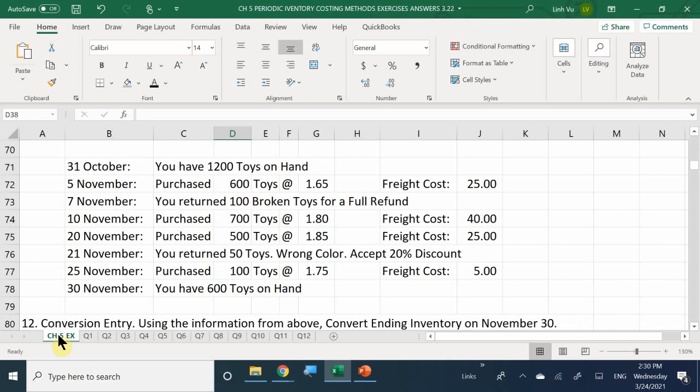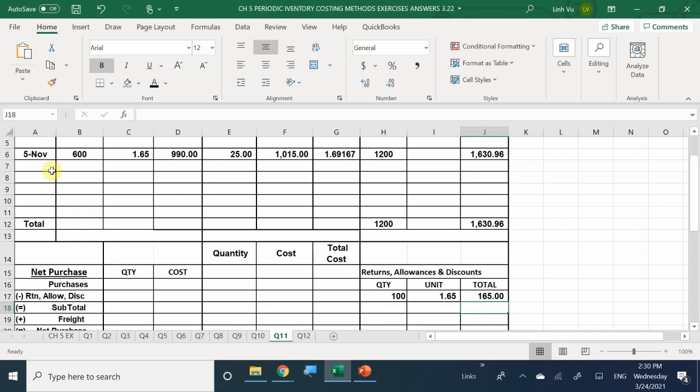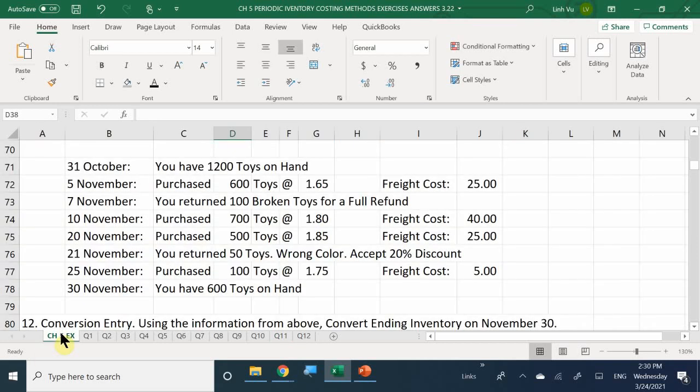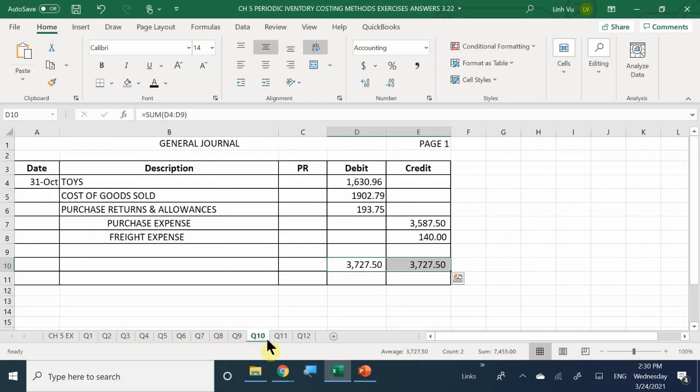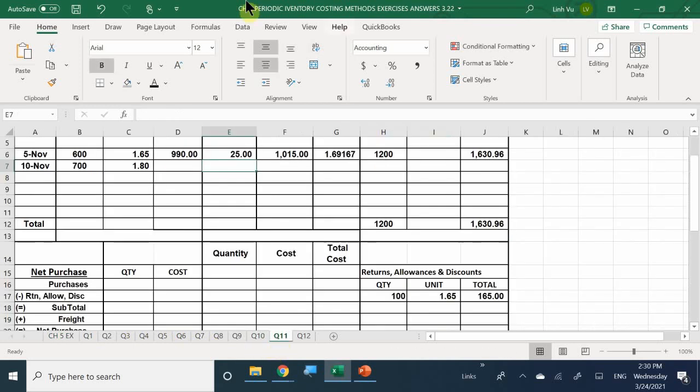So what happened on November 10? Purchase 700 toys at $1.80 with a freight of 40. Okay. And we are on November 10. 700 at $1.80. Freight costing you $40.